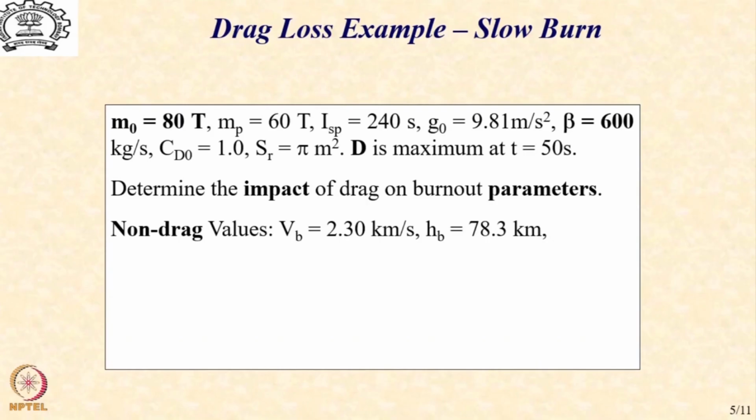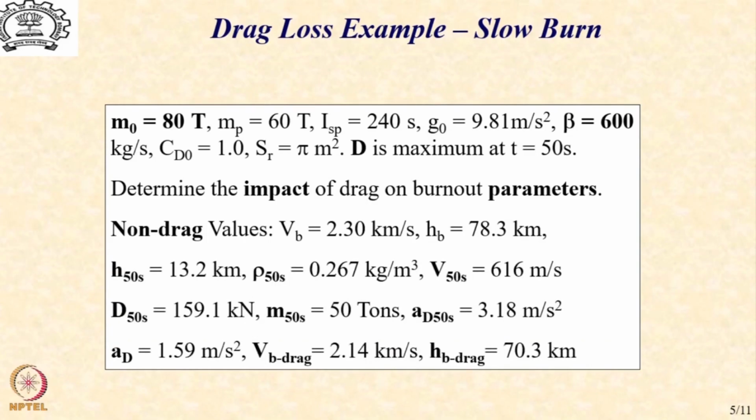So, let us try and determine the impact of drag. Let us first recall the non-drag values that we have already seen earlier for this case. That is, the final burnout velocity is 2.3 kilometers per second and the altitude is 78 kilometers when there is no drag. And we would like to compare these values with the value of the same parameters when we introduce the drag term.